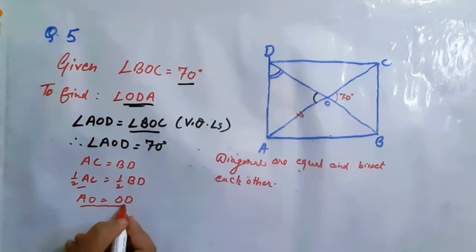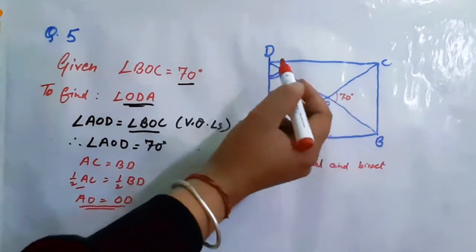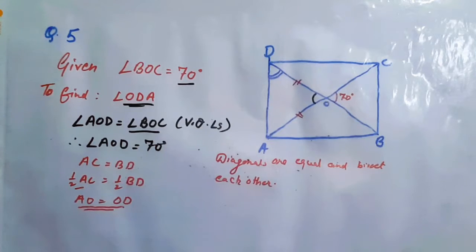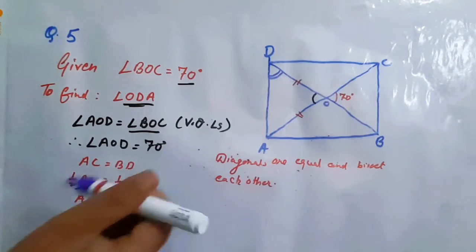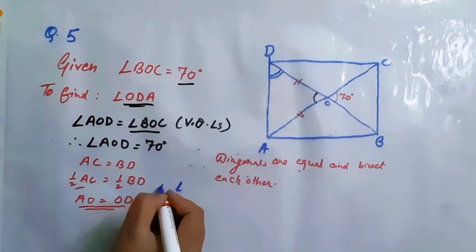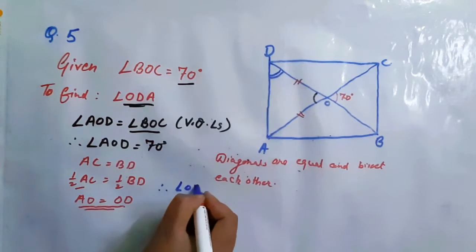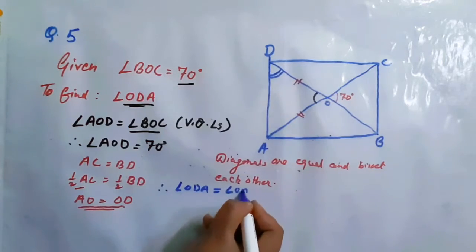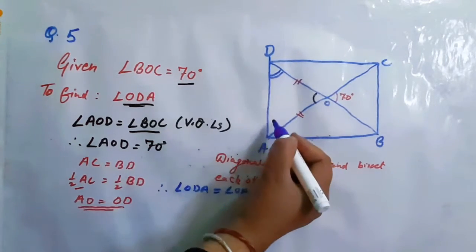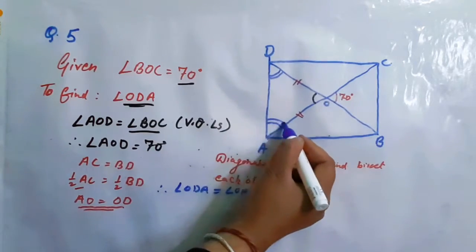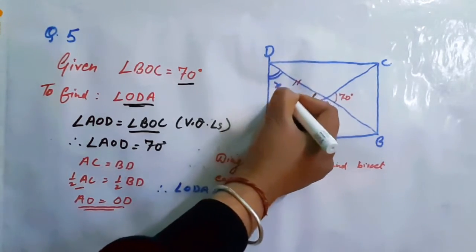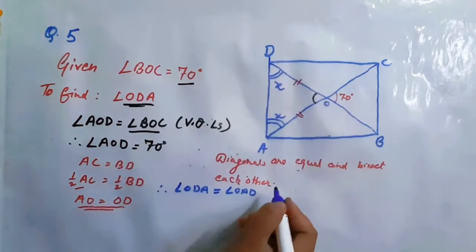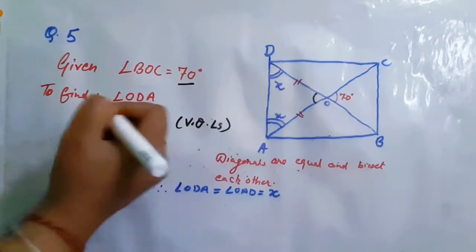It means that two sides of triangle AOD are equal to each other. And if they are equal, then angle ADO will be equal to, therefore angle ODA is equal to angle OAD. You know that in an isosceles triangle, two base angles are equal. And if one is x, another one is also x. Means both we are taking equal to x.